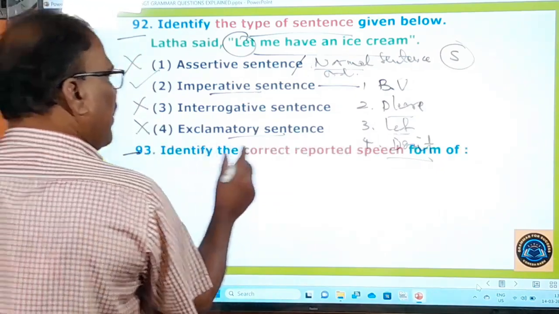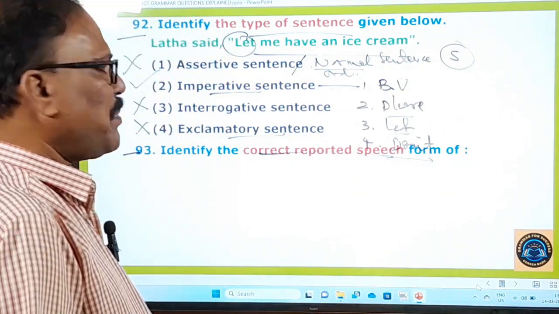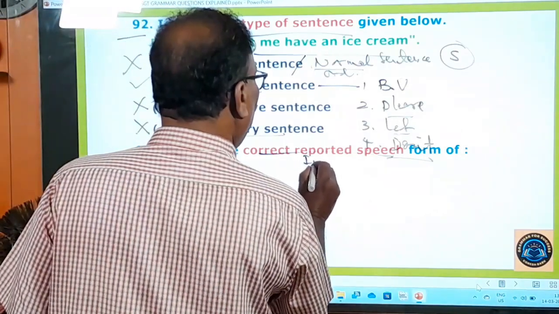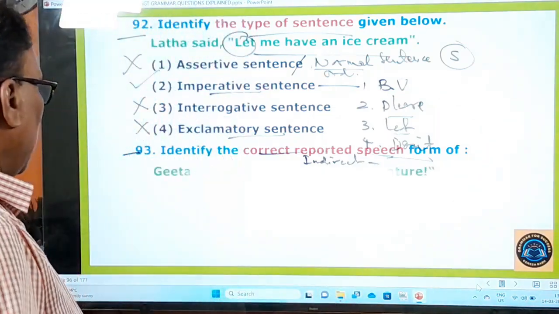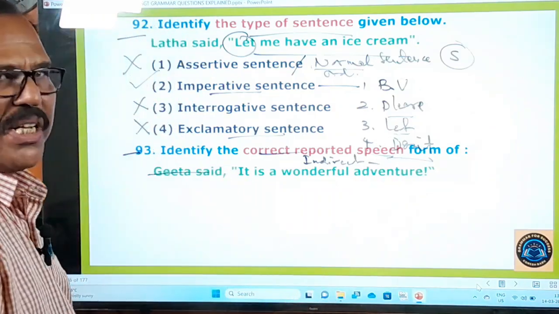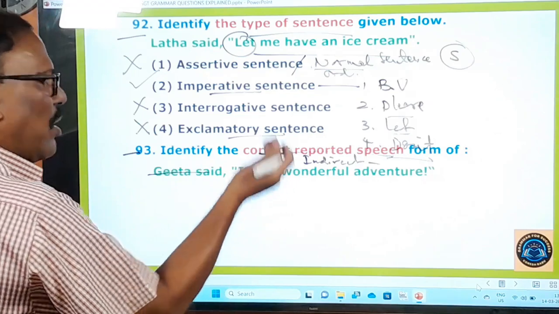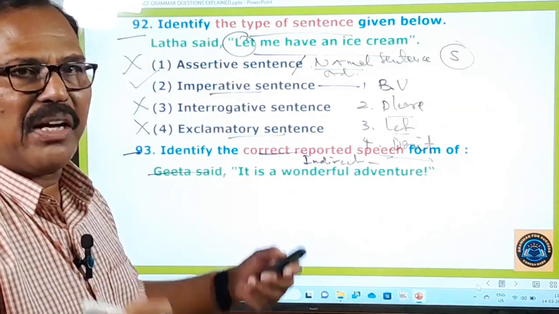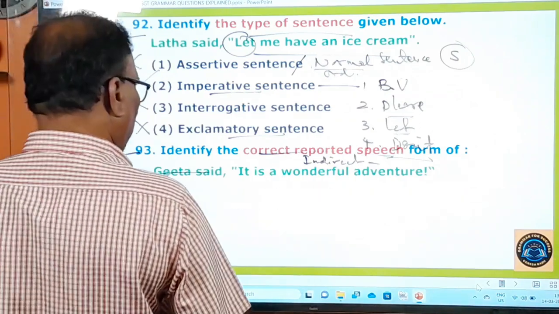93rd one. Identify the correct reported speech form of the sentence. Reported speech means indirect speech, I have already told you. What is that sentence? Let us see that. Geeta said, "It is a wonderful adventure." It's a very simple sentence. You can easily do that. Now let us do it on our own before we choose the right option from the given options.